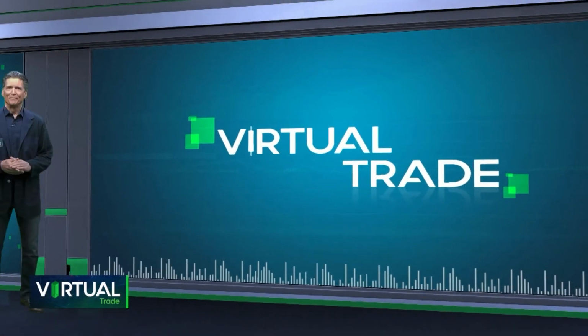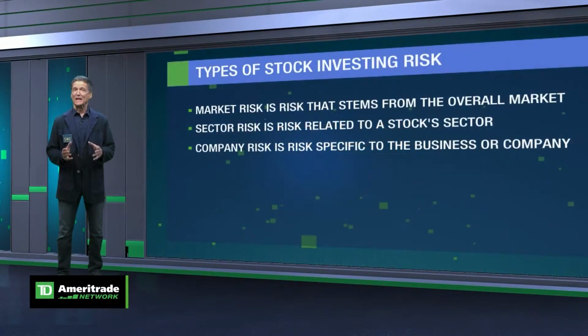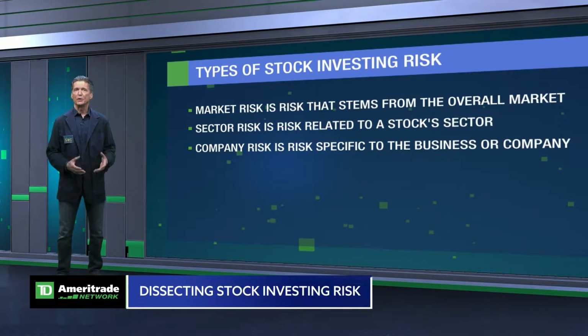So to recap, market risk is the risk that a downward move in the overall market could decrease the value of your stocks in general. Sector risk is the risk that bad news in a sector of the market may negatively impact your stocks in that sector. And company risk is the risk specific to the company itself, such as poor earnings announcements or perhaps a change in management. Now, it's time to identify how stock investors can manage risk.